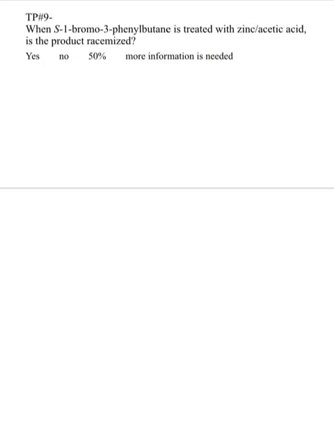Okay, when S-1-bromo-3-phenylbutane is treated with zinc and acetic acid, is the product racemized? Well, let's draw our compound. So we have butane. So 1, 2, 3, 4. And on 1 we have bromo, 2, 3, and then we'll just draw this in and see if it's right.